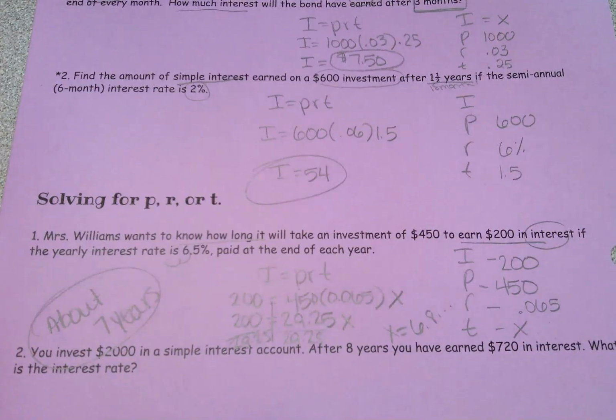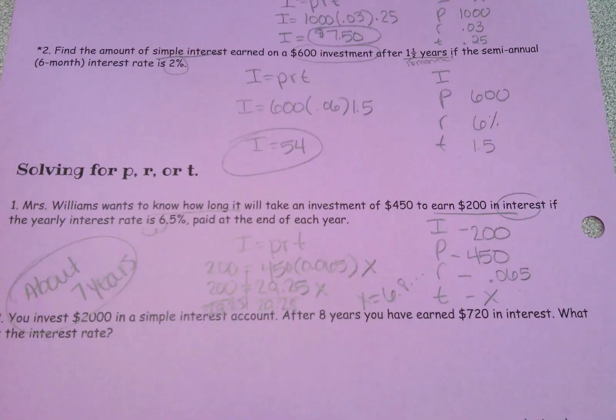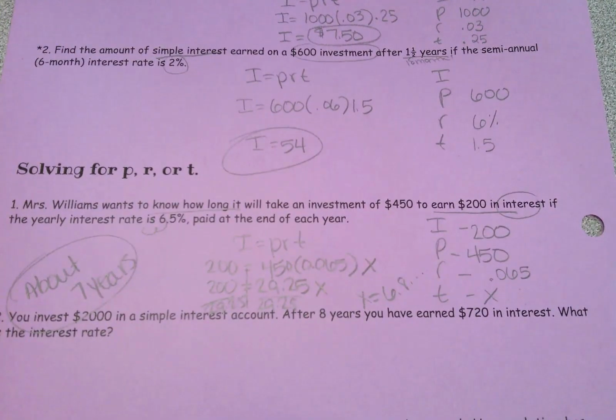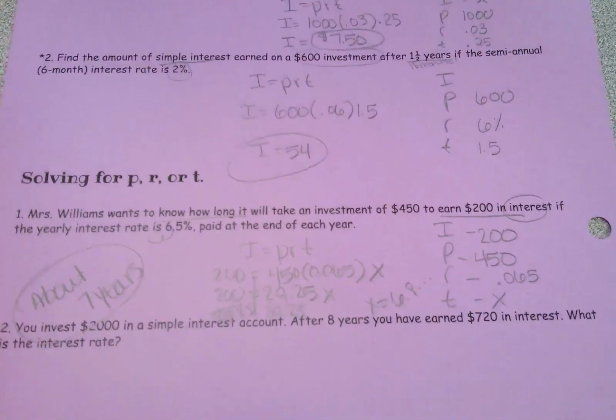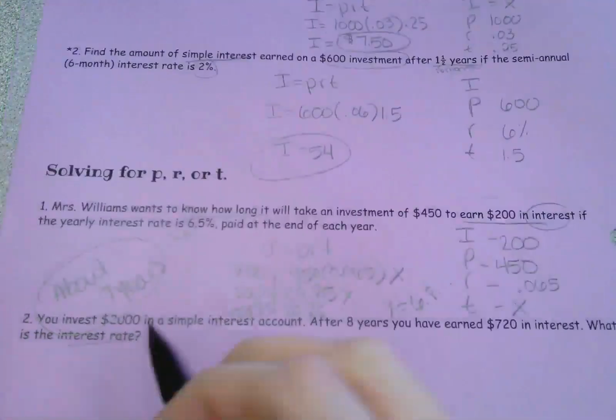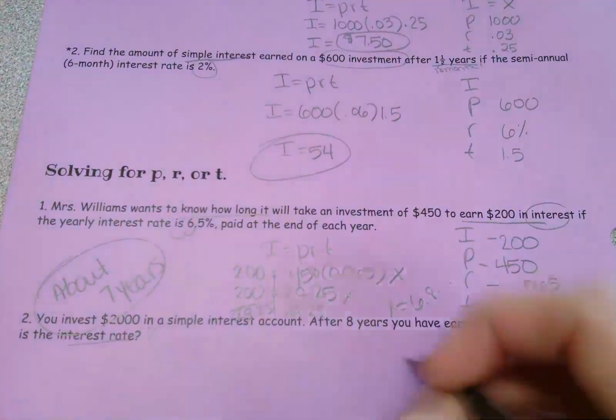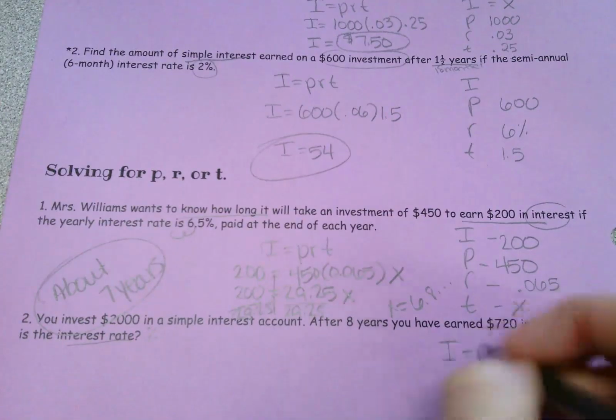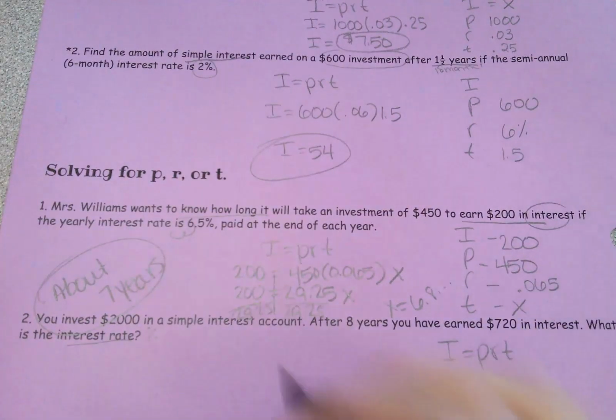Okay? All right, the next one: you invest $2,000 in a simple interest account. After 8 years, you've earned $720 in interest. What is the interest rate? So when we think of interest rate, we don't know the percent. So we need to find the percent. So let's rock and roll. I equals PRT. So I'm going to put my I, my P, my R, and my T.